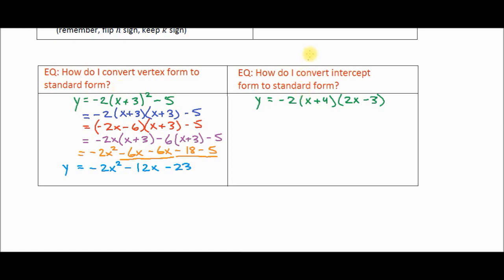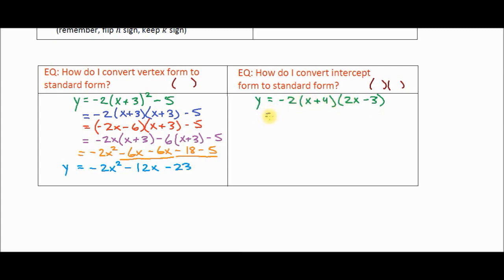Intercept form, let's do a little note here so you guys see this. Intercept form is going to have 2 sets of parentheses. Vertex form is going to have 1 set of parentheses. And standard form is not going to have any parentheses. All right, let's go ahead and do our next step. Well, now look, class, we already got to the point where we can start doing our distribution.